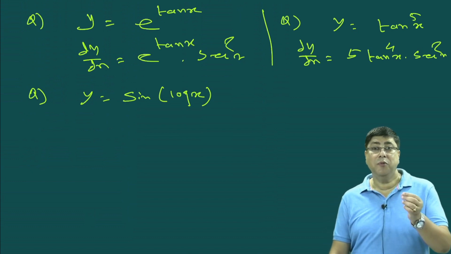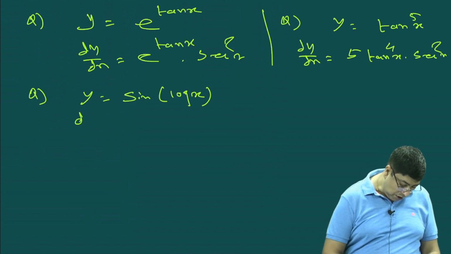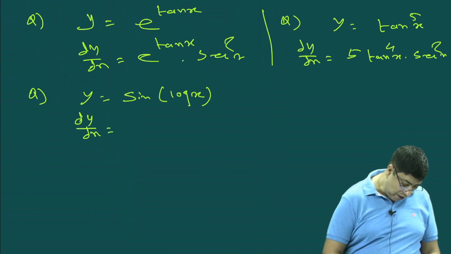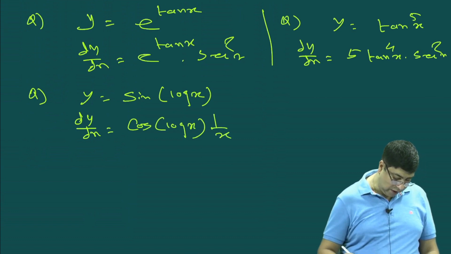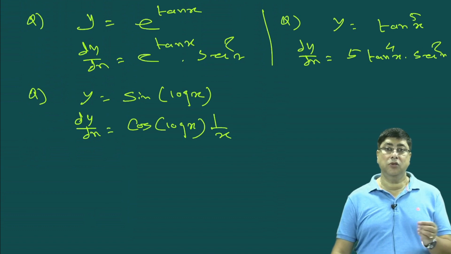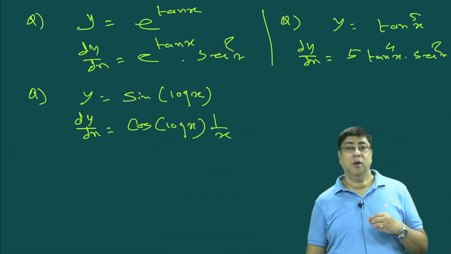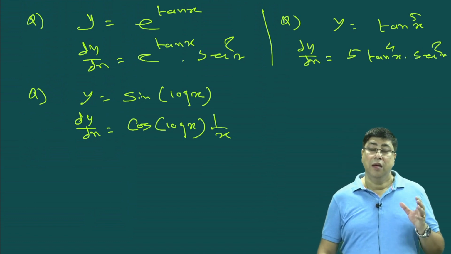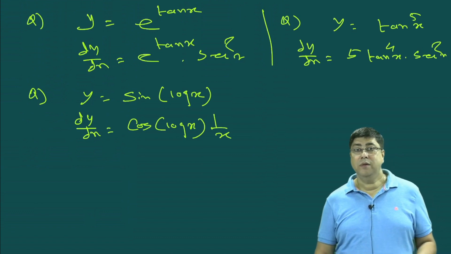So sine of t, we have to take log x as t. The derivative of sine t is cos t. So we are getting cos of log x into the derivative of log x, 1 by x. In this way, everybody, you have to continuously solve the sum. In this way, we can solve the sum very fast, very easily. And remember one thing, the shortcut method is extremely important in 11-12 study.